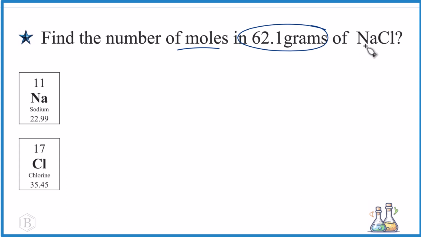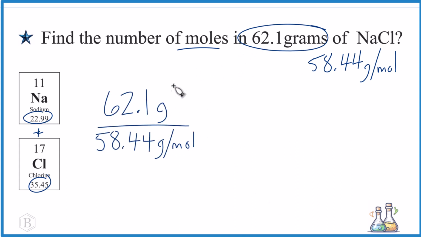So we need to find the molar mass of sodium chloride, 1 sodium and 1 chlorine. So we just add these two numbers here together. That'll give us our molar mass. And that turns out to be 58.44 grams in 1 mole of NaCl. So grams to moles, divide our grams by our molar mass, like this. And we know we did it right because grams on top and the bottom cancels out. We divide, we get 1.06 moles of sodium chloride.